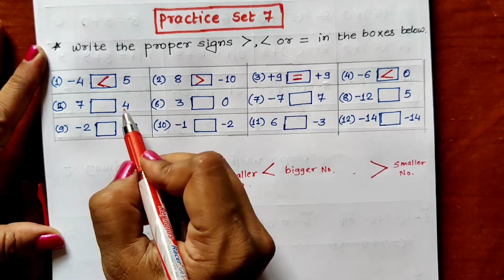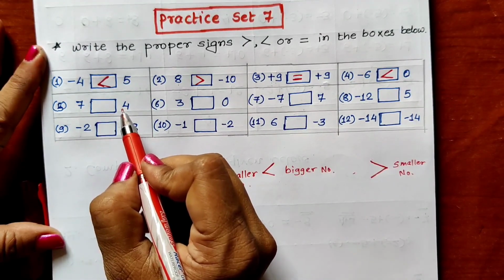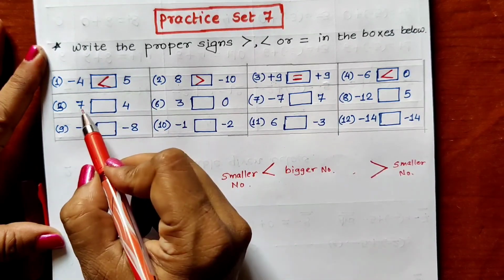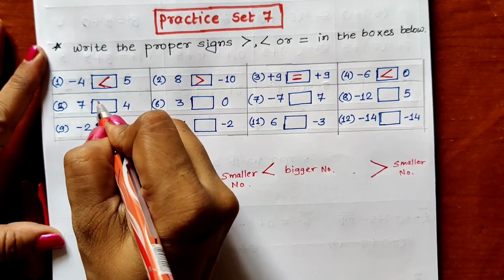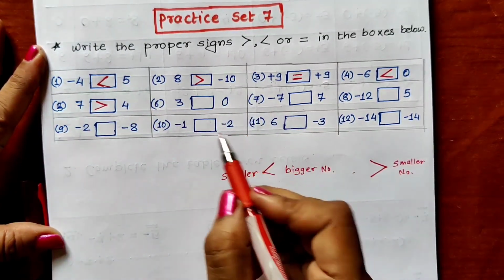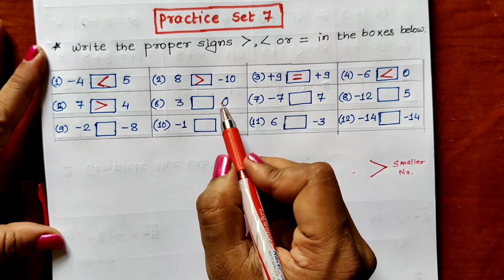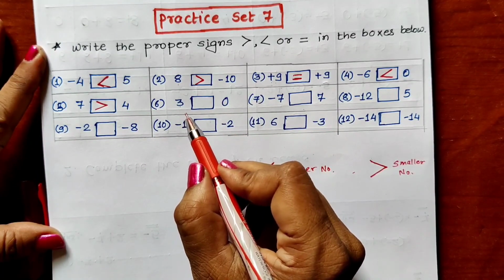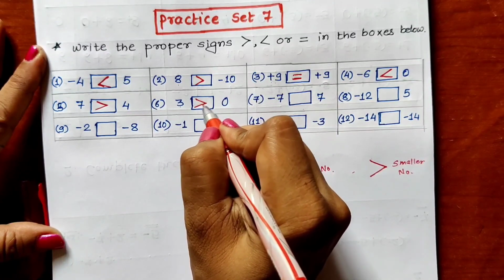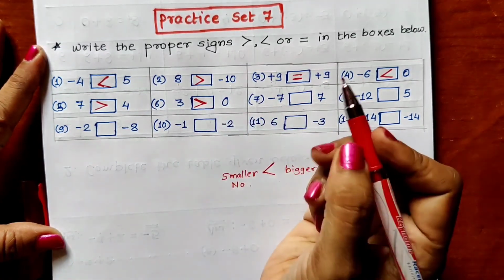Now 7 and 4 both have a plus sign. No sign means plus sign. But we all know 4 is smaller and 7 is bigger. So the sign should be closed towards 4 and open towards 7. Now plus 3 and 0. We all know all positive numbers are bigger than 0. So the sign should be closed towards 0 and open towards plus 3.